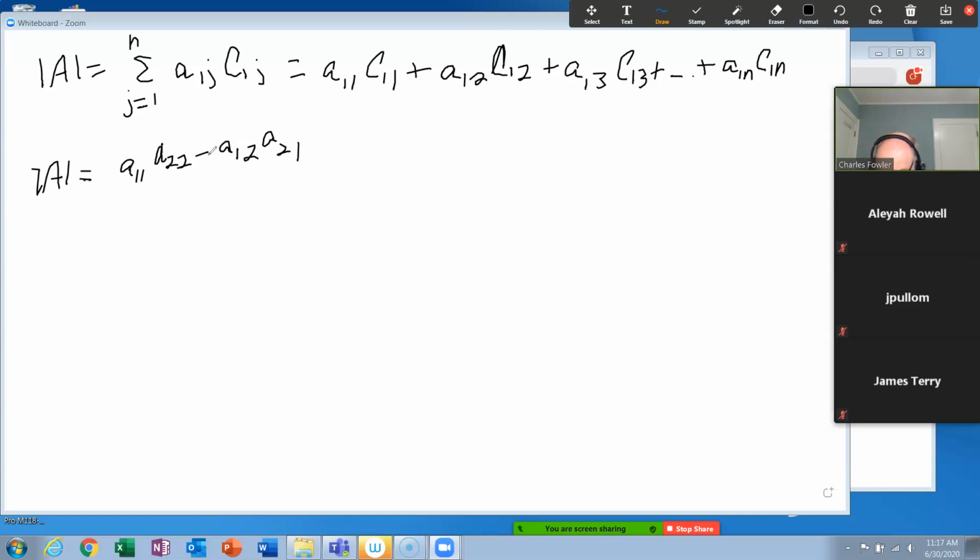Now, when you use this definition to evaluate a determinant, you call it expanding by cofactors in the first row. Okay? That formula up here at the top, that is expanding by cofactors in the first row.